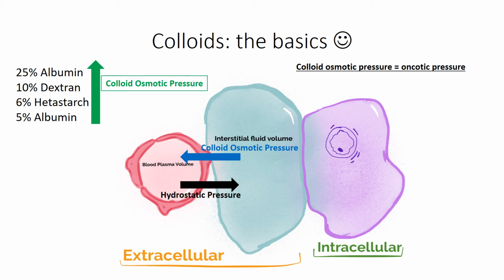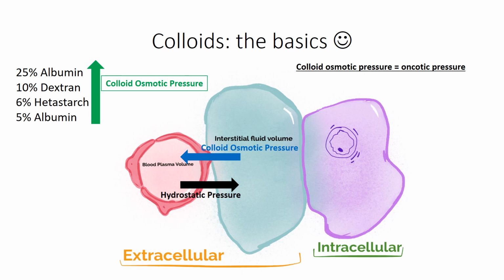On the contrary, when using things like 5% albumin, which has a colloid oncotic pressure of 20 millimeters of mercury, or 25% albumin, which has a colloid osmotic pressure of 70 millimeters of mercury, the net change will result in increasing the plasma volume. Albumin, hetastarch, and dextran are all colloids, and in ascending order, 5% albumin to 25% albumin have successively larger and larger oncotic pressures and thus greater and greater effects on the plasma volume.